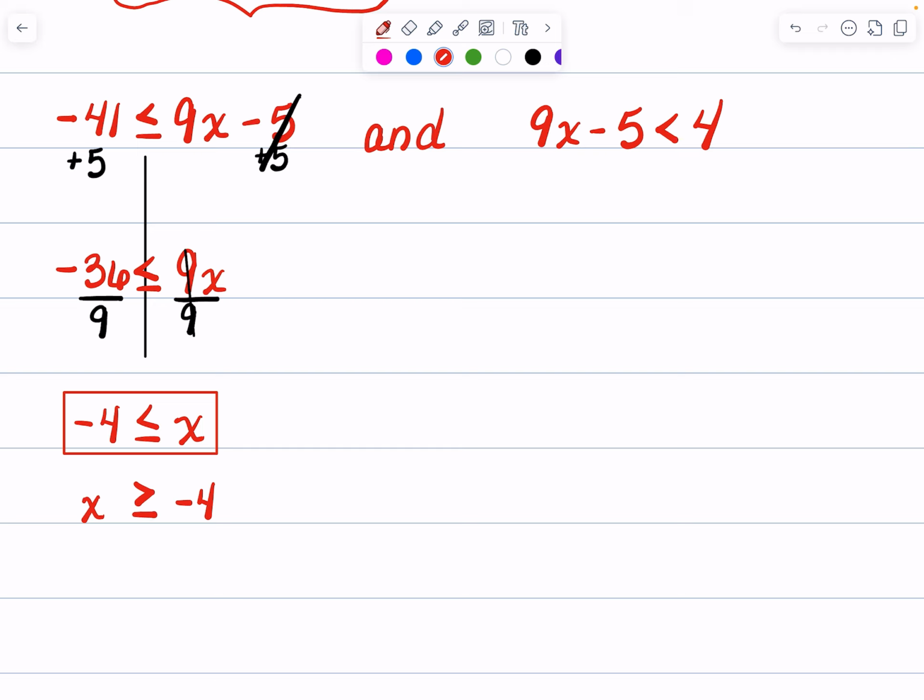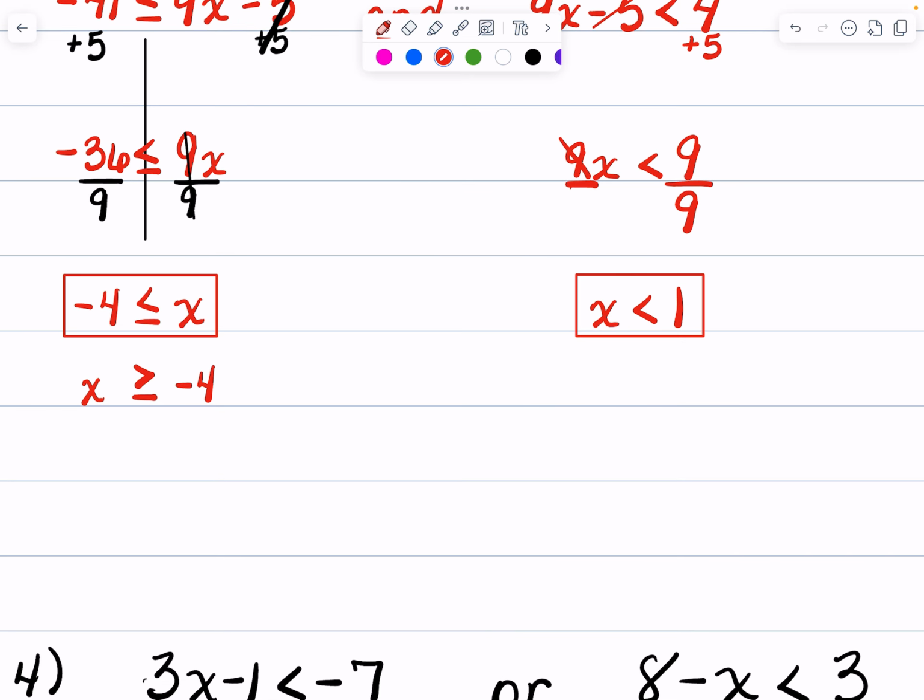Okay. All right. Now the other inequality in this compound inequality, we are going to take this negative 5, move it to the other side where it becomes a positive 5. So then we have 9x is less than 4 plus 5 is 9. Then we're going to divide by 9. So then we have x is less than 1. All right, so there are my 2 inequalities.